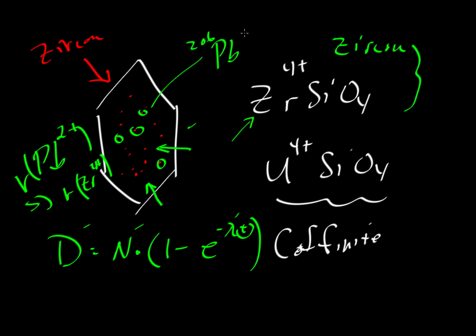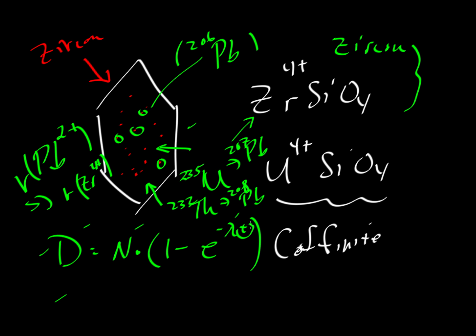But even if you didn't like the case of lead-206, you could also look at other decay cases. You could look at the decay of U-235 or uranium-232. These decay to other kinds of lead. U-235 decays to lead-207. 232 decays to lead-208. We're getting a little bit sloppy here, but you can write additional equations where you can also calculate the time. And if all three equations give you the same time, then you probably have a pretty good age date on your zircon and the rock that contains it.